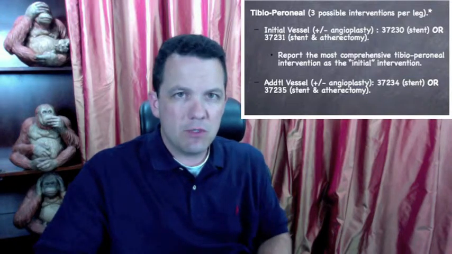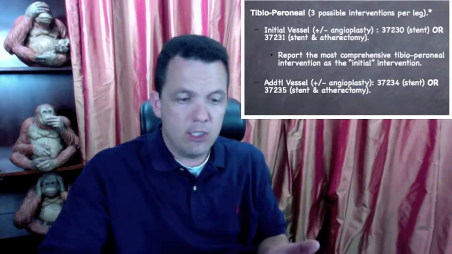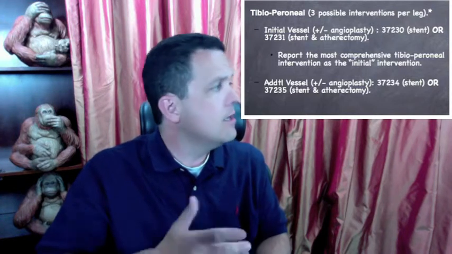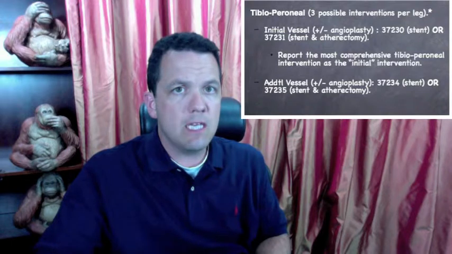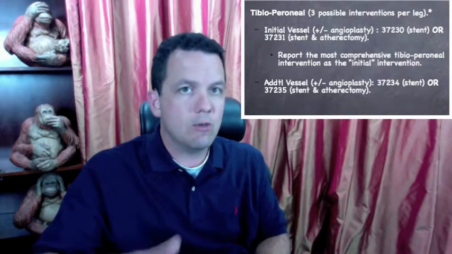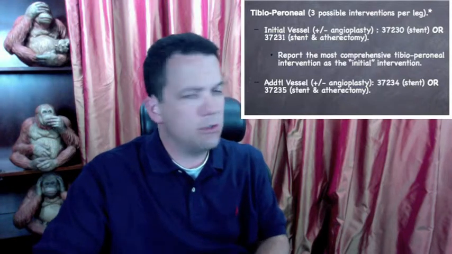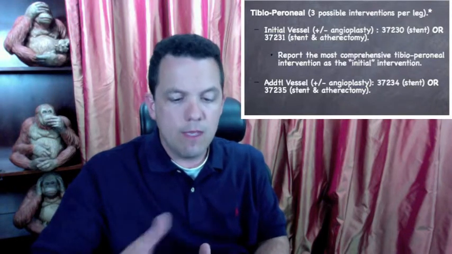Each additional vessel intervention could also be a plain Jane stent or a deluxe stent, one that includes stent placement and atherectomy. So they give us two separate codes for each additional vessel stenting in the trifurcation area. 37234 being the plain stent, 37235 being the deluxe, the one that includes the atherectomy.